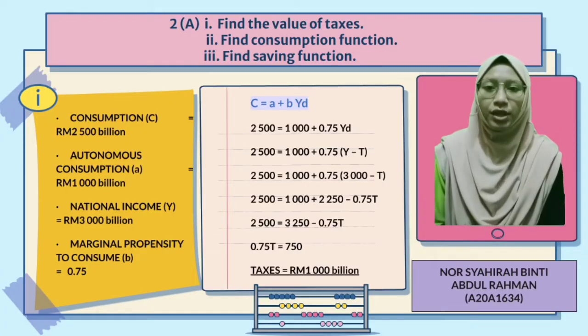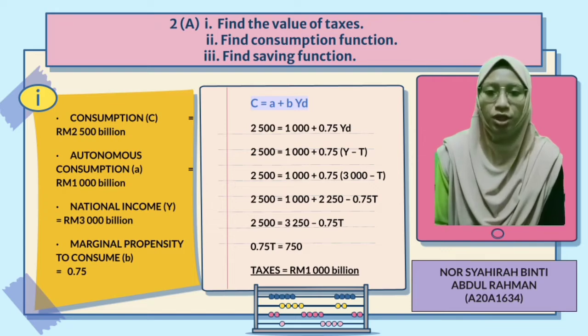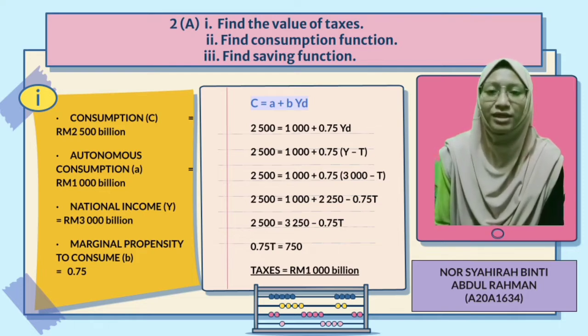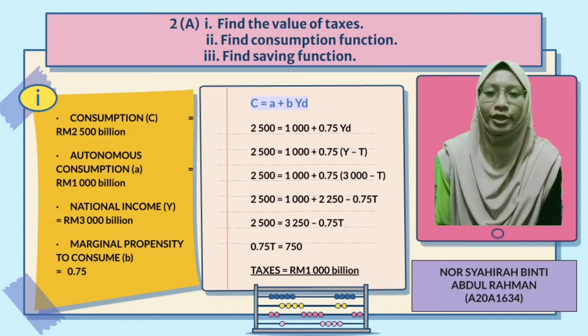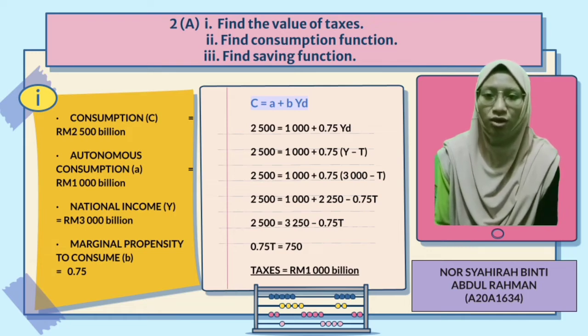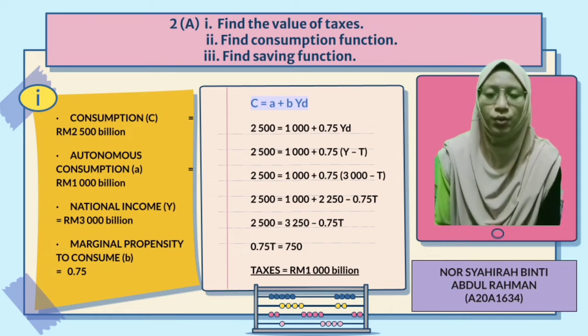Based on the above statement, the information we get is that the value of consumption is 2,500 billion, second, autonomous consumption is 1,000 billion, and national income is 3,000 billion. From the given table, we can find the value of marginal propensity to consume using the formula: change in total consumption divided by change in total income. And the answer is 0.75.